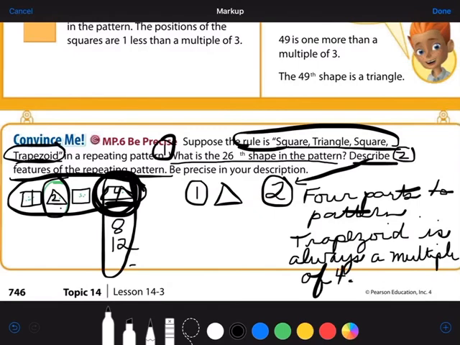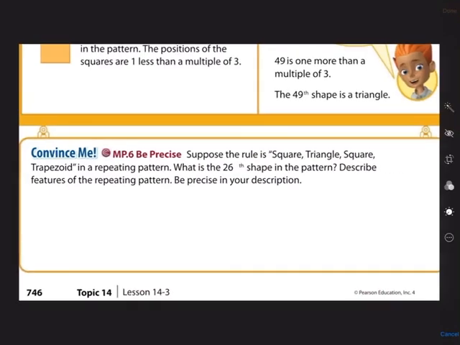That's another good feature. And they wanted features. Well, I've got 2 features. 4 parts in the pattern. Trapezoid is always a multiple of 4. Yeah, that works. Let's keep rolling.